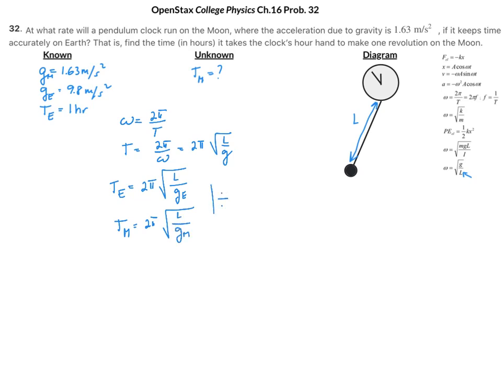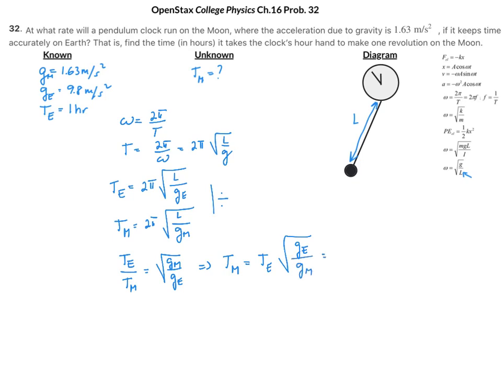Dividing these two equations one by the other, I end up with period on Earth divided by period on the moon. The 2 pi's cancel out, the length of the pendulum L cancels out, and we're left with the square root of g on the moon divided by g on Earth. So we're looking for the period on the moon, and that's going to be period on the Earth times the square root of g on the Earth divided by g on the moon.